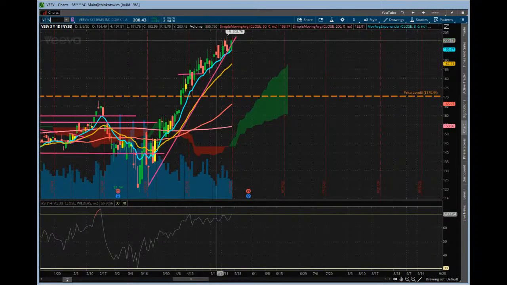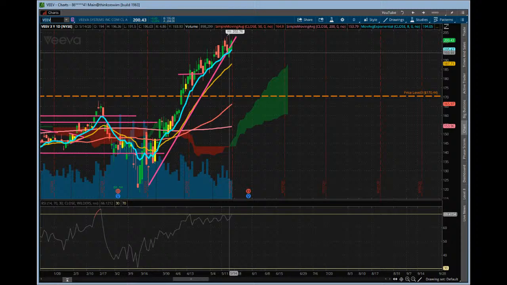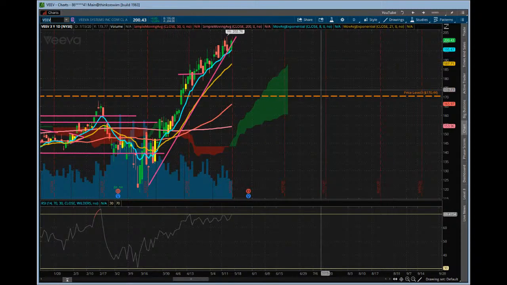But VEVE is kind of doing this crazy slow move up here, still defending its ADMA, and it got back above that upper trend line that we looked at the other day. So still bullish, still proven otherwise.